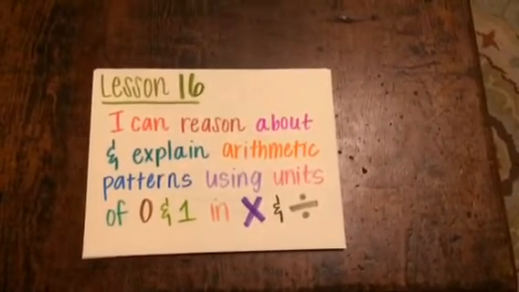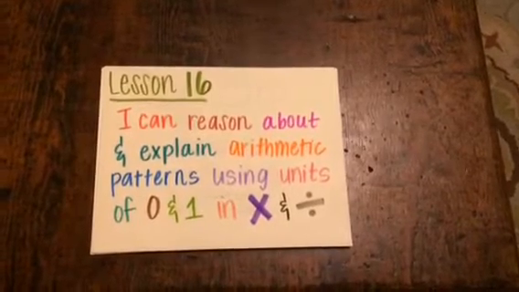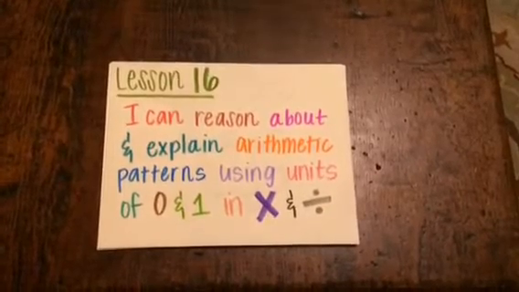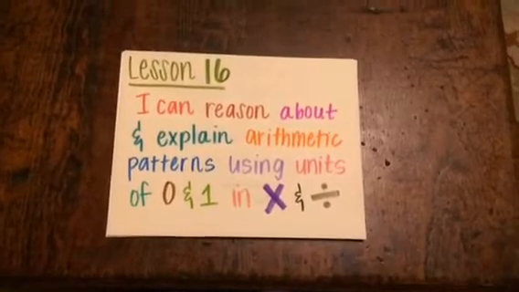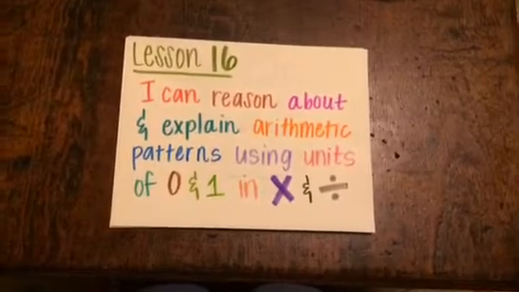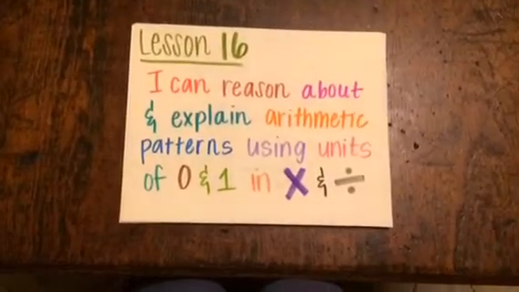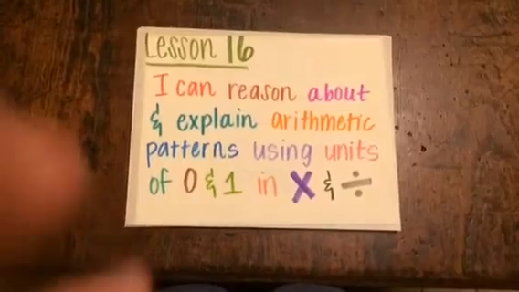Lesson 16, I can reason about and explain arithmetic patterns using units of 0 and 1 in multiplication and division. So again, like we explained in lesson 15, arithmetic is the study of numbers. We're going to be using number patterns, and we're going to be working with numbers 0 and 1 to multiply and divide. So we know that multiplication and division are related.